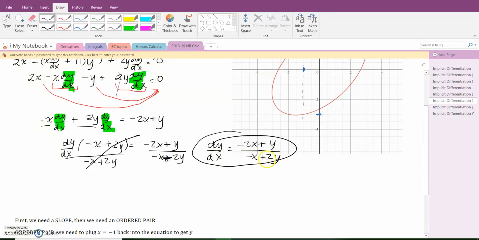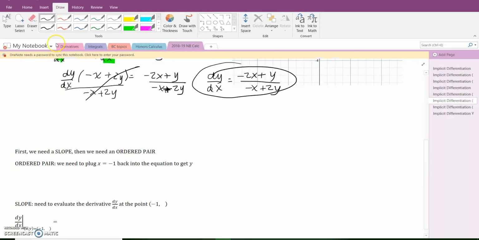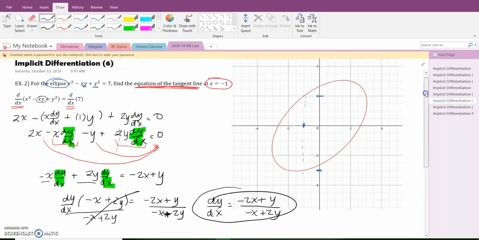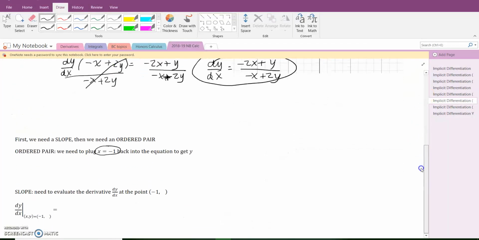Okay, so we have our derivative, and we actually want a tangent line. So remember, to write the equation of a tangent line, we always need a point and we need a slope. So to get dy/dx, I'm going to need to plug in an x and a y. And the thing is, I only have an x. But we know that if we have an x and we want a y, we can just plug back into our original function and we will get a y value out. So let's take our original, which is x squared minus xy plus y squared equals 7, and let's plug in negative 1.